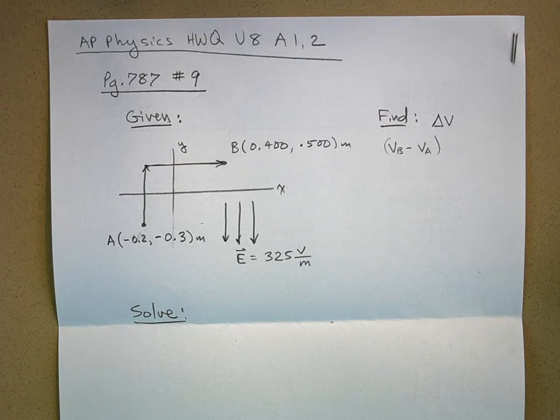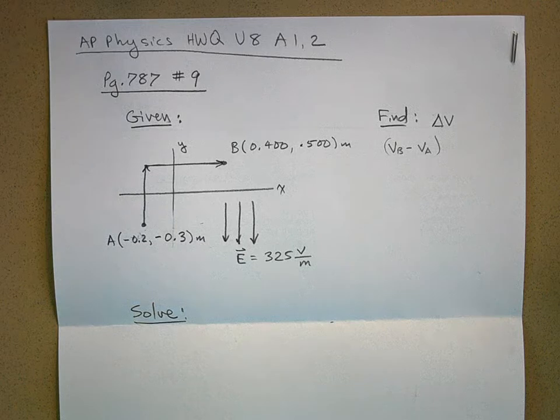So let's do problem number 9 on page 787. And here is what's given. I'll read the problem. It says, a uniform electric field of magnitude 325 volts per meter is directed in the negative y direction, as shown in figure 25.9, which I've reproduced right here. The coordinates of A are negative 0.2 and negative 0.3 meters, and those of B are 0.4 and 0.5 meters. Calculate the potential difference B minus A using the blue path.